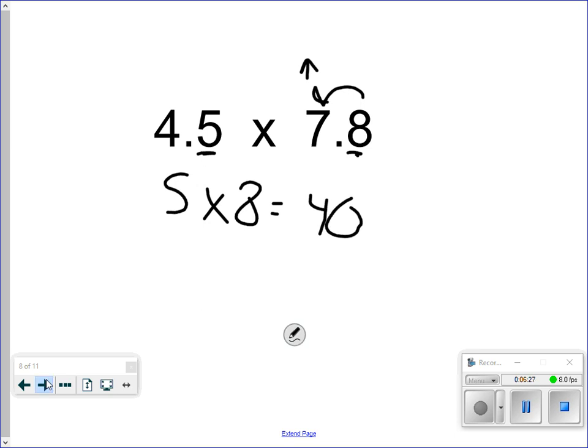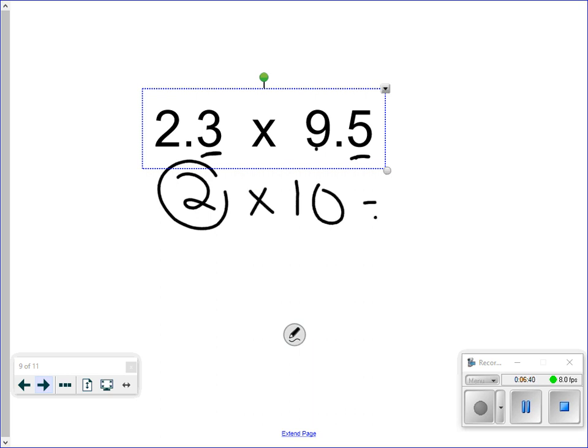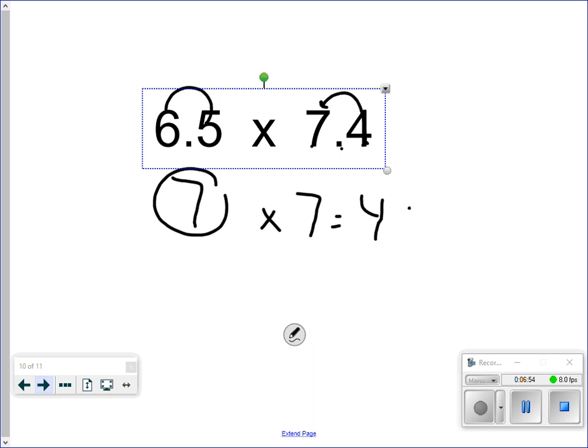Let's do another one of these. 2.3 would round down to a 2 because the 3 is less than 5. This 5 is a 5 or greater, so that means this 9 would round up to a 10. This is 2 times 10, which equals 20. 6.5 would round to a 7 because the 5 would make the 6 bigger. 7.4 would round to a 7. 7 times 7 equals 49.